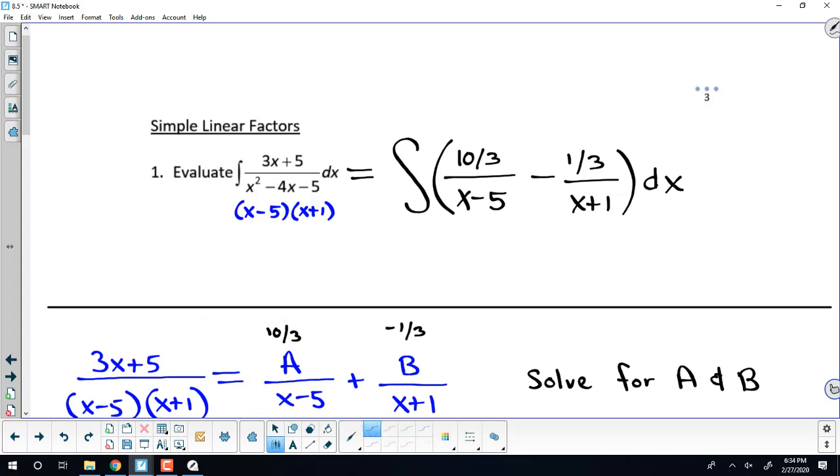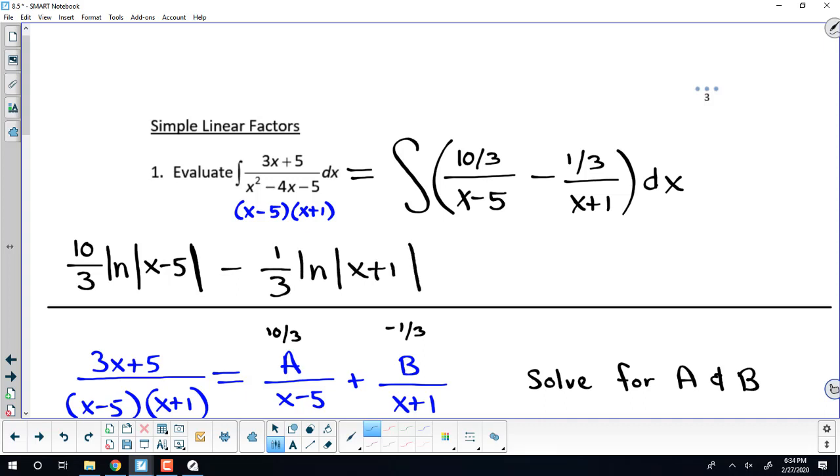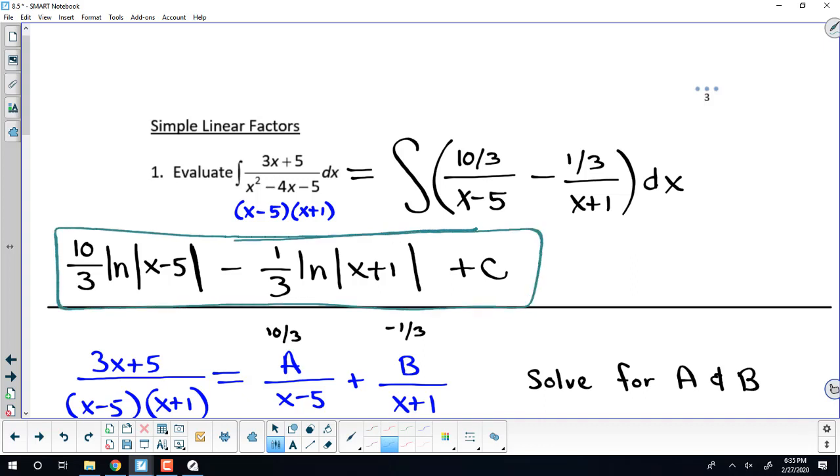Okay, so what is the antiderivative of 10/3 divided by x minus 5? 10/3 natural log absolute value of x minus 5. Do y'all agree with that? Okay, similar thing, -1/3 natural log absolute value of x plus 1. So there's our answer. Any questions on that?